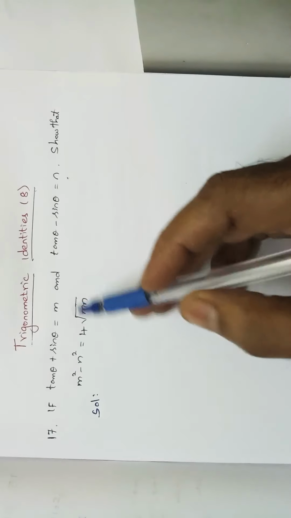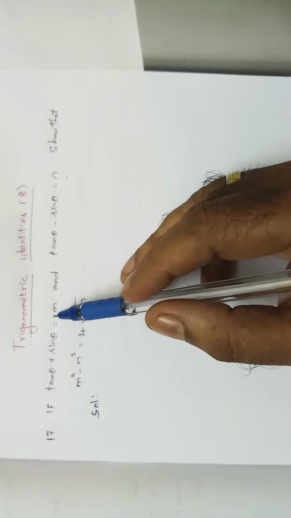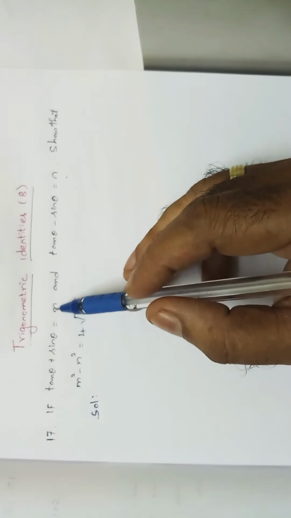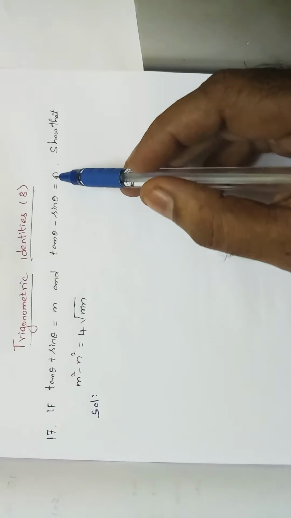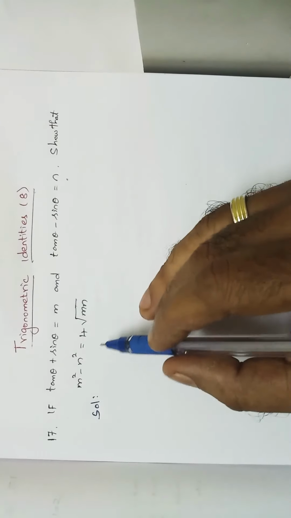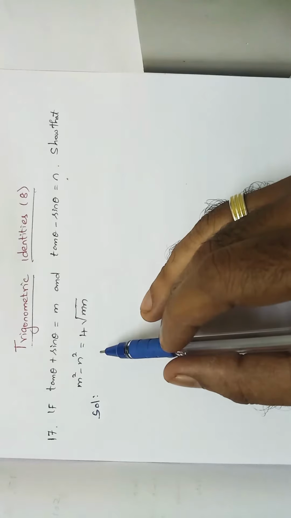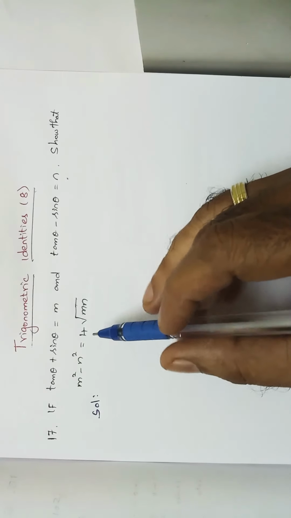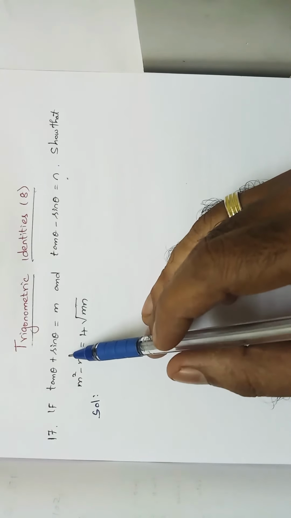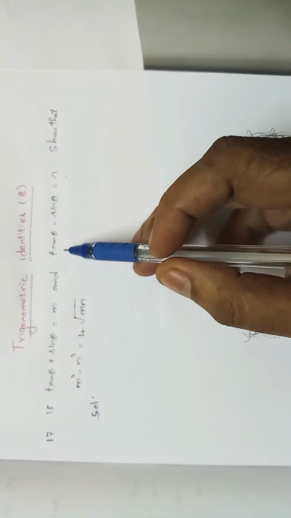Today we are going to do sums based on variables. They will give the variables: M is equal to tan theta plus sin theta and N is equal to tan theta minus sin theta. They ask you to prove that m square minus n square is equal to 4 into root of mn. Already we know that m is in terms of tan and sin, and n is nothing but tan theta minus sin theta.